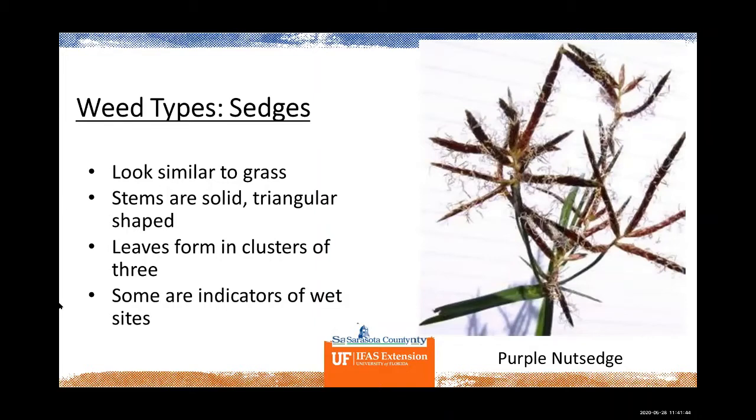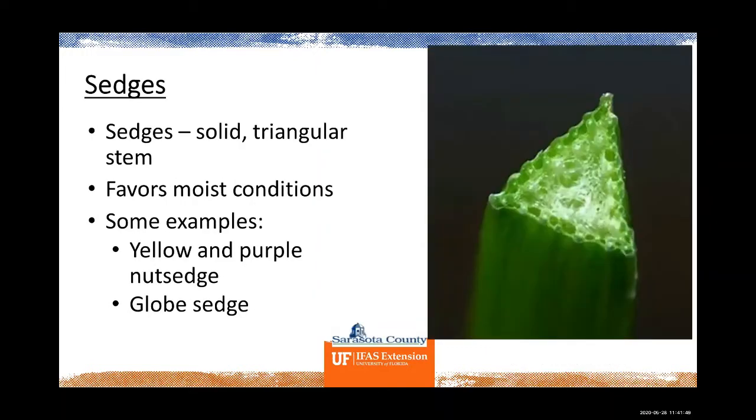So this is what I was talking about, the cross-section of a sedge stem is triangular. If you rolled the sedge in your fingers, it would feel like a pencil that has edges. And so we always say sedges have edges, and that's how you know it's not a grass, it's a sedge. Some examples of sedges are yellow nutsedge, purple nutsedge, and globe sedge, and we will show pictures of those inflorescences.